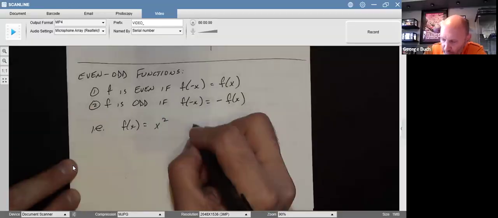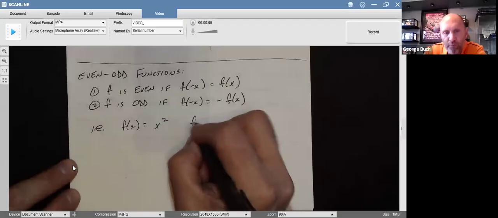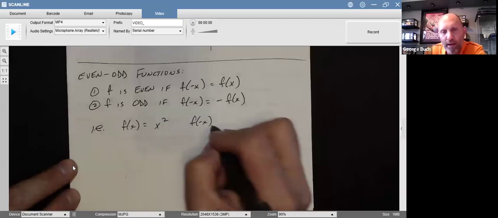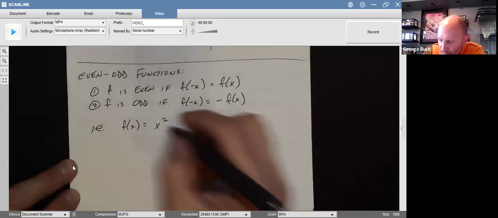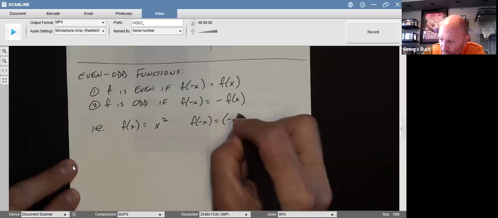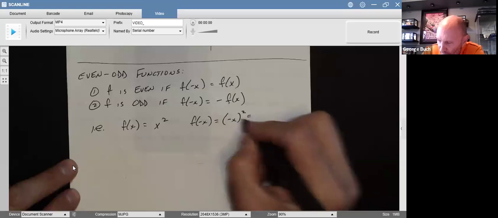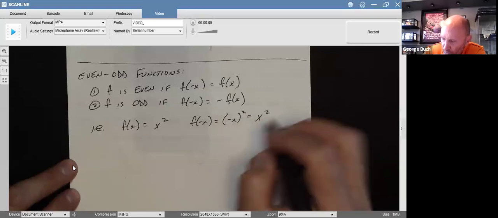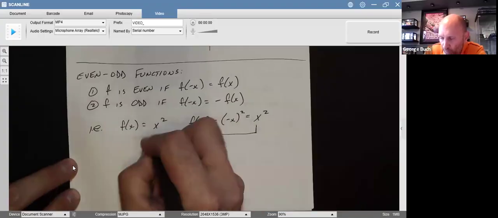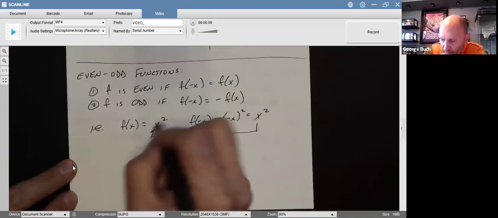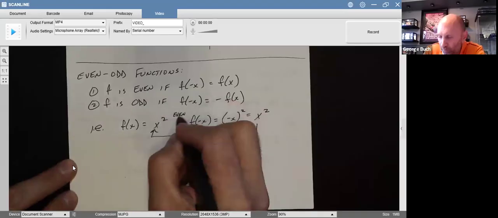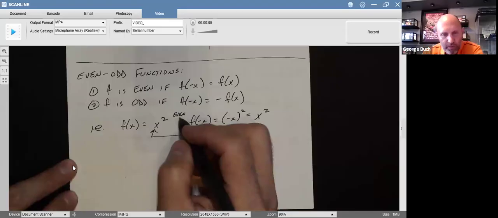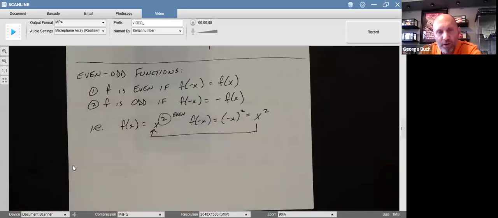And so to check this, what we do is figure out, okay, what's f of minus x? If you remember back when we started talking about functions, if I plug negative x into here, f of negative x is minus x squared. Negative times negative is positive, x squared, which is what I started with. Therefore, x squared is an even function. And another way we can shortcut this, look at the exponents. If all the exponents are even numbers, we know it's an even function.